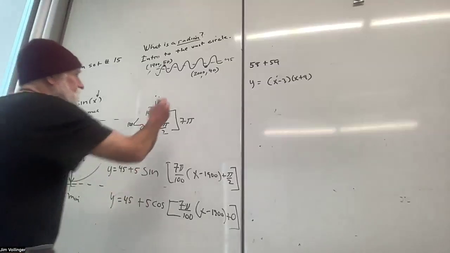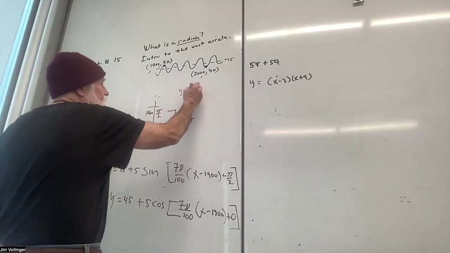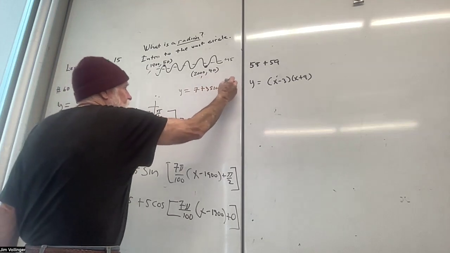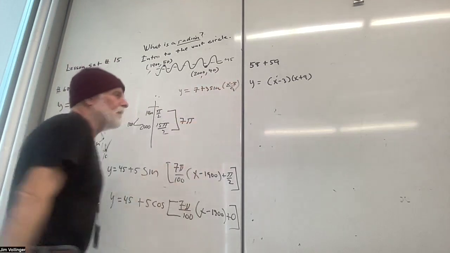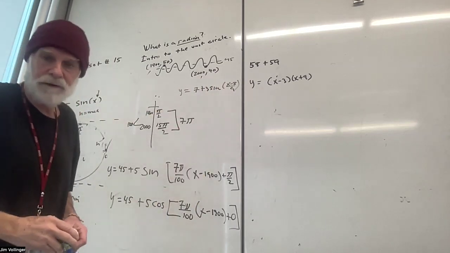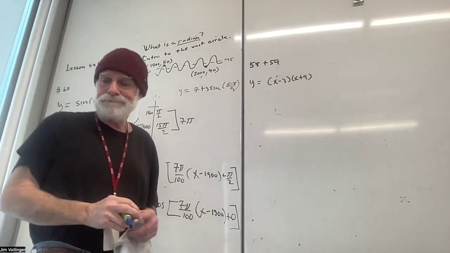Obviously, we're going to be trying to get to the point where you can graph easily something like 7 plus 3 sine of x minus 8 over 9. And that's our goal in this class, to be able to do that easily and understand what we're doing. And we've got till the middle of May to do it.